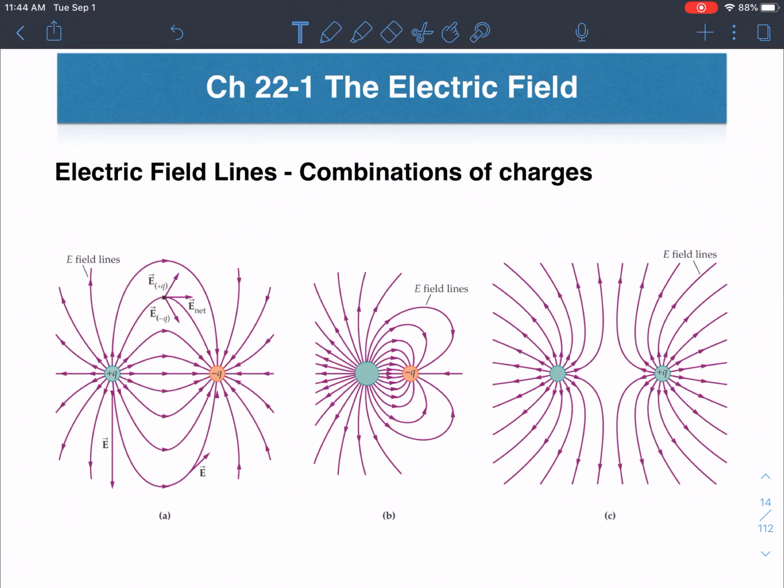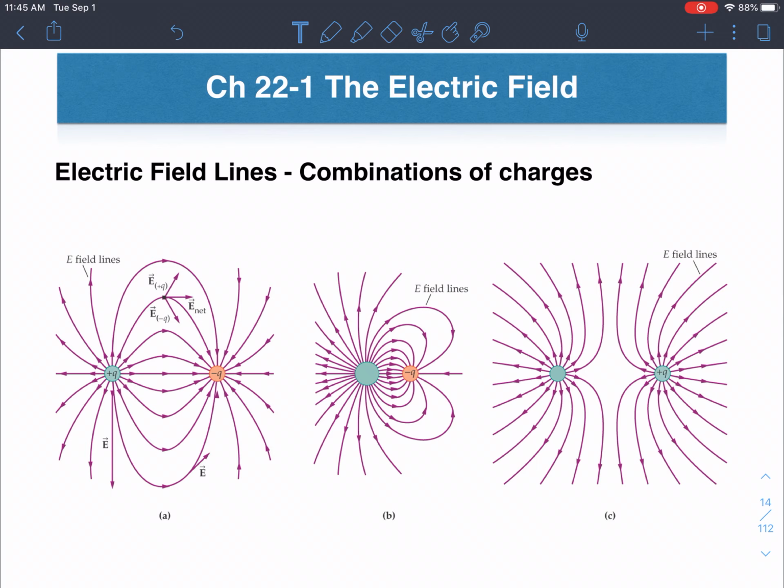Okay, so let's investigate the electric field lines further. So now we have a combination of charges, not just one charge creating a field. And we're focusing on the electric field, okay? So those lines that they show here are the electric field lines. And remember what we learned so far, electric field originates from positive charge, terminates on a negative.